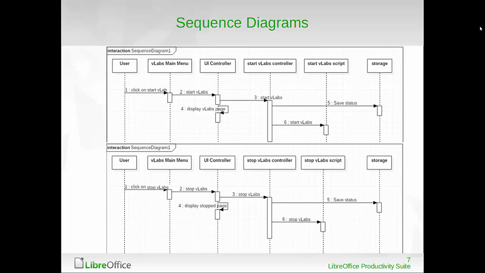The first sequence diagram shows how a user can start a VLab. The user, starting on the VLabs main menu, clicks on Start VLabs. The main menu sends the data to the UI controller, which then sends the data to the Start VLabs controller. The Start VLabs controller sends data to storage, saving its status, and then it sends the data to the Start VLabs script, which ultimately starts the virtual labs. The UI controller also displays the VLabs login page.